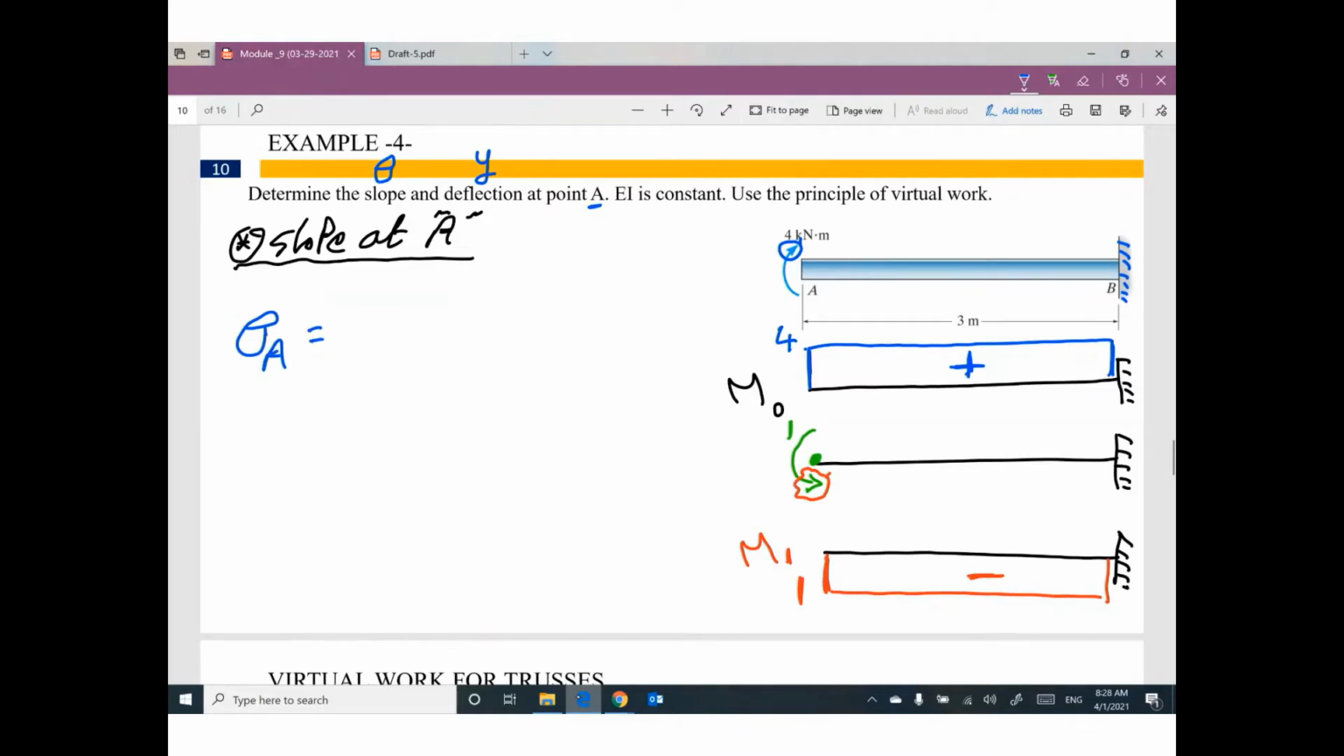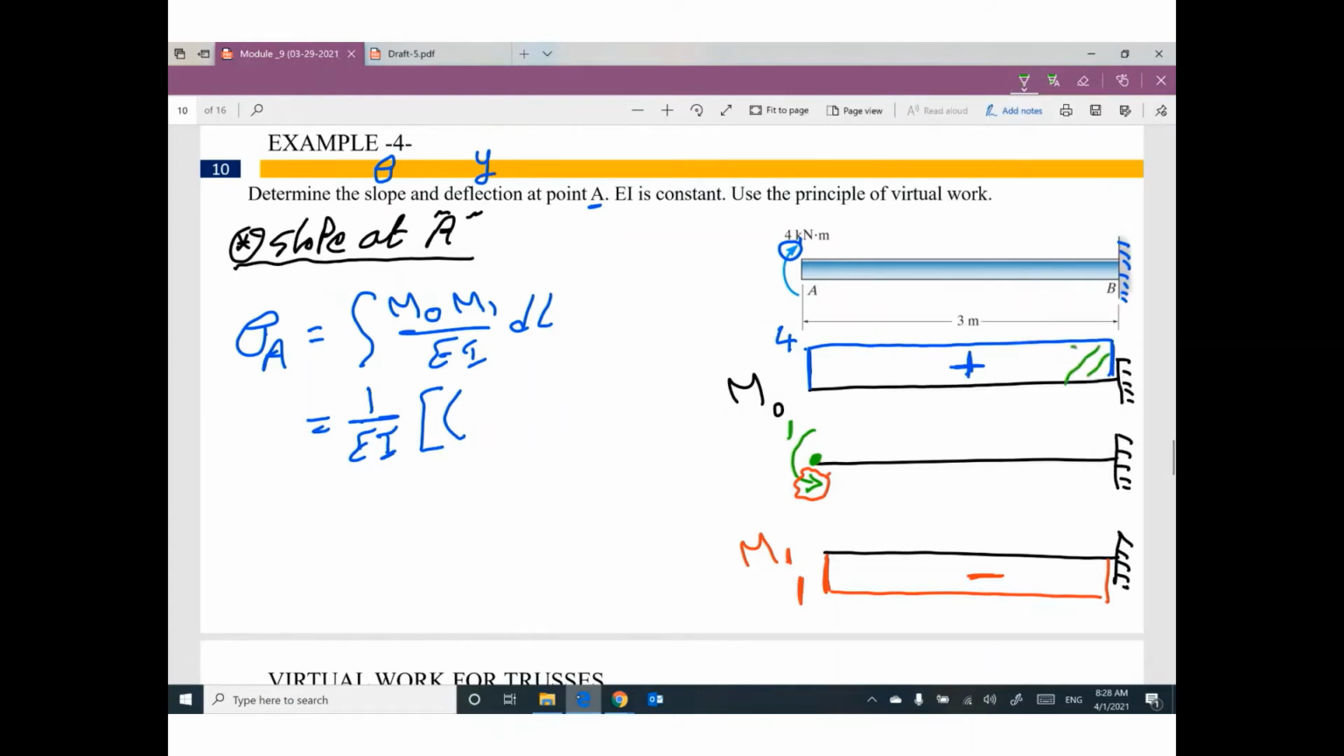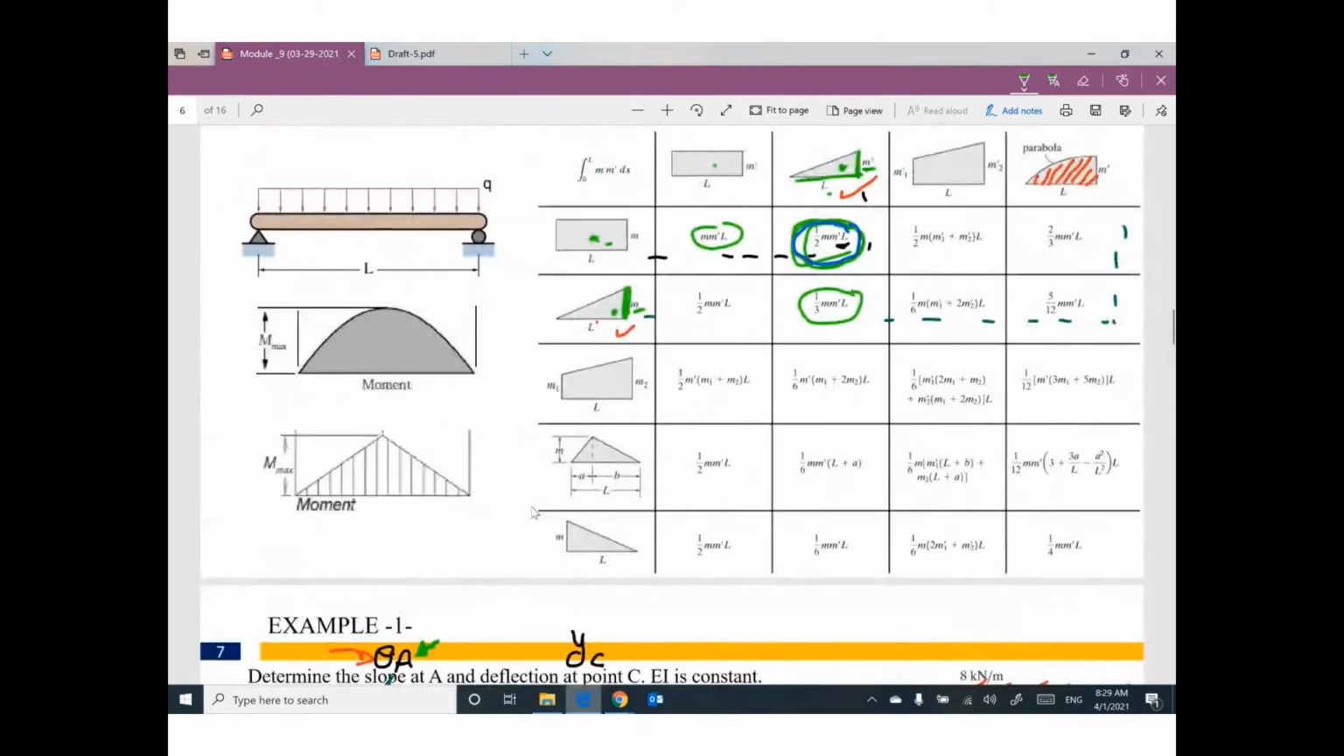Do you like to calculate the value of theta at A? Yes, I need. Go ahead and make integration between M naught and M1, divide EI dl. Put 1 over EI outside the integration because it's a constant. Go ahead and start to make integration. The case right now, we have this rectangle with this rectangle. Okay, sounds good. Go to your table of integration. We have rectangle with rectangle, so the integration value will be m times L. Very easy.